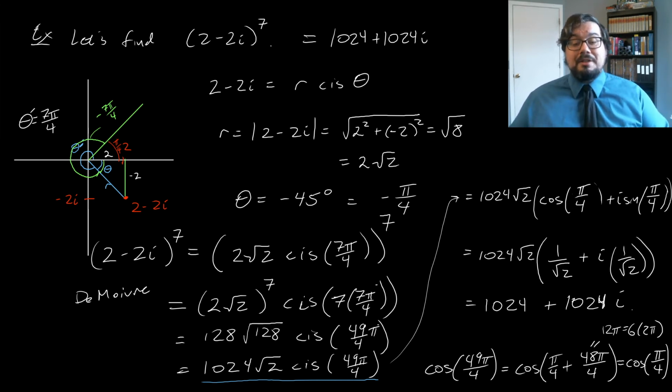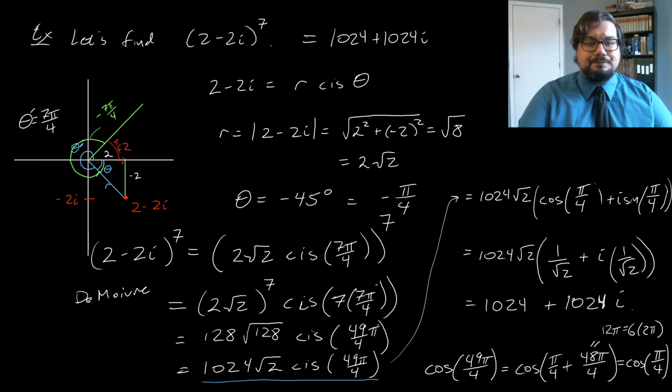So that's pretty much all there is to raising complex numbers in trigonometric form to a power. Almost always, converting to a trigonometric form and using de Moivre's theorem is going to be better than multiplying it out by hand. Now, let's try going the other way. This can also help us to find roots of a complex number.